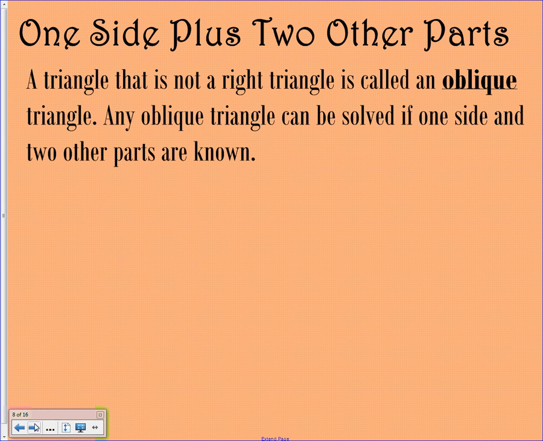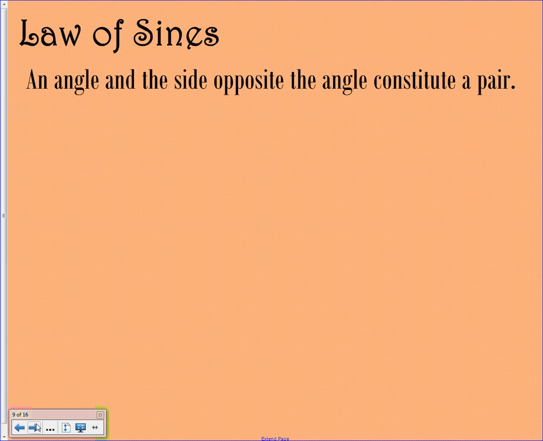An oblique triangle can be solved if you have one side and then 2 other parts. So again, you have to have a side length, and then the other 2 parts, it doesn't matter what they are. It can be angles or sides or a combination of the 2. So an angle and a side that is opposite that angle constitute a pair. Your angle and the side that is opposite it makes up a pair.